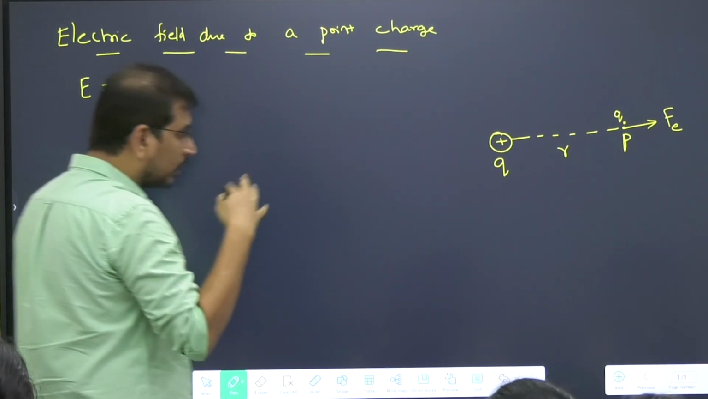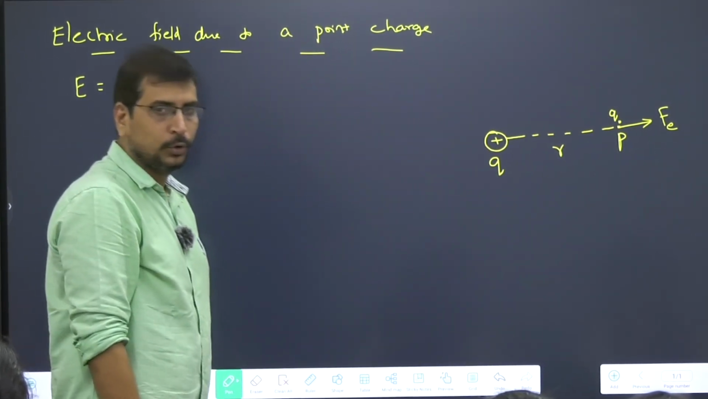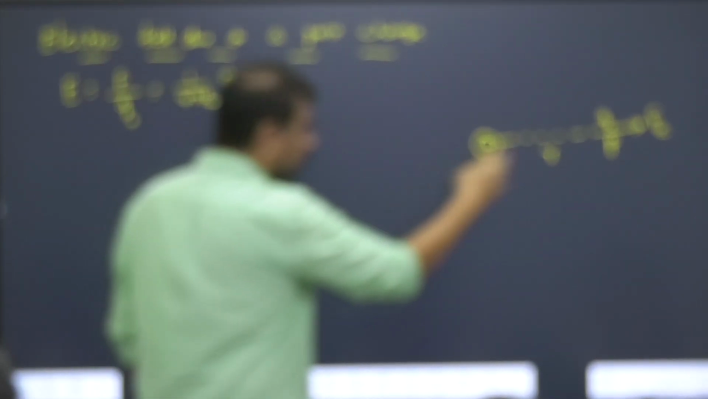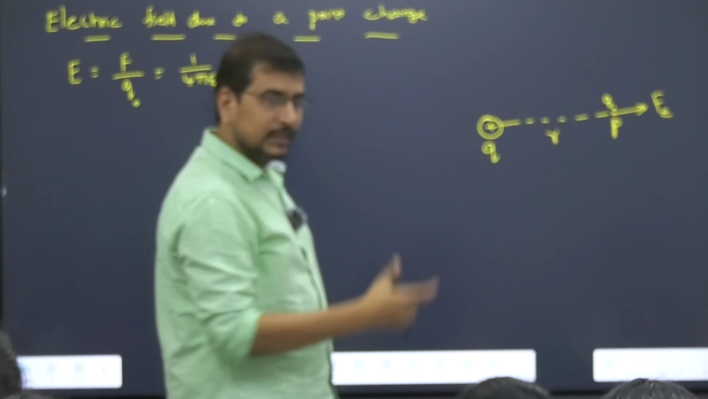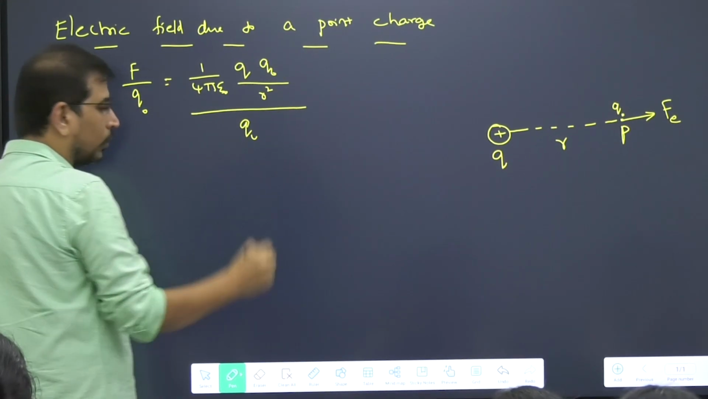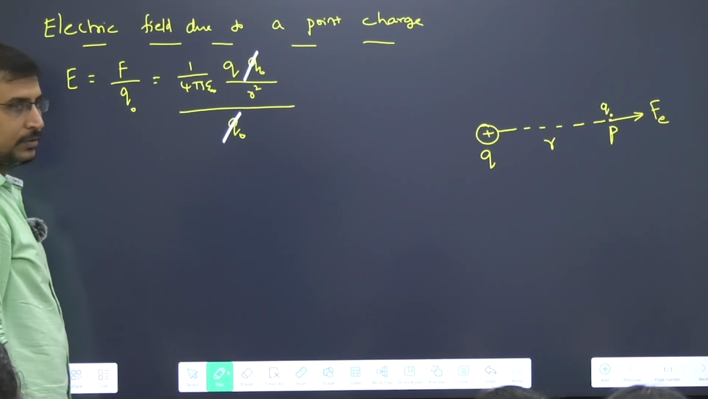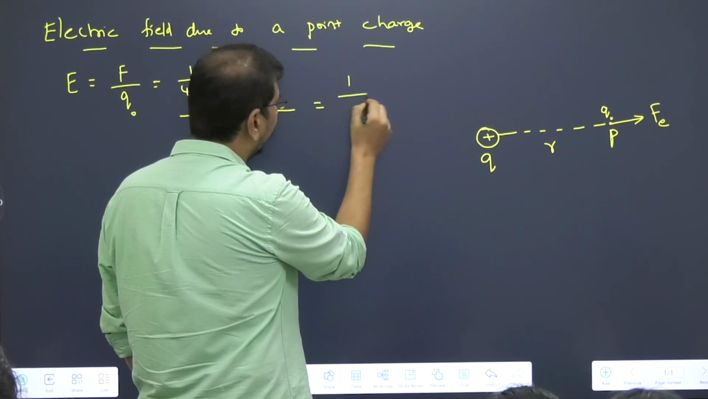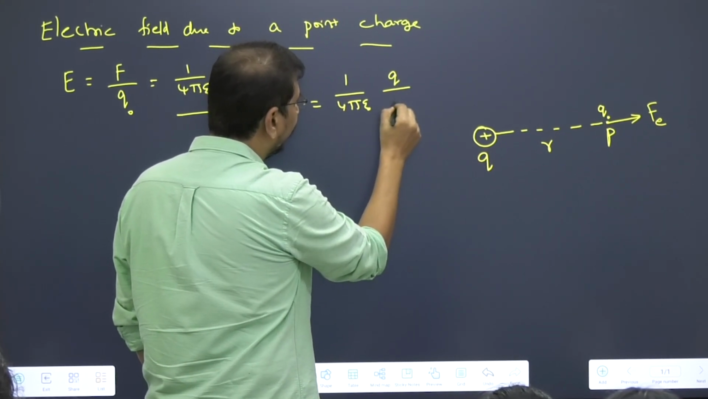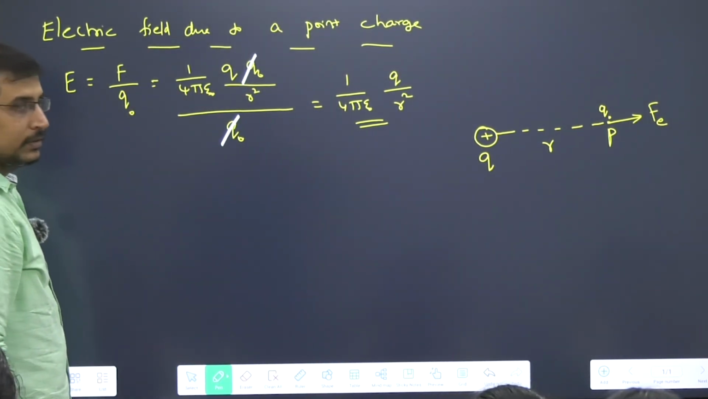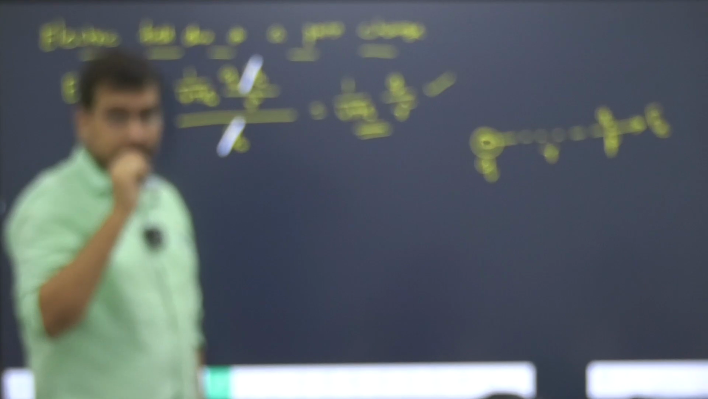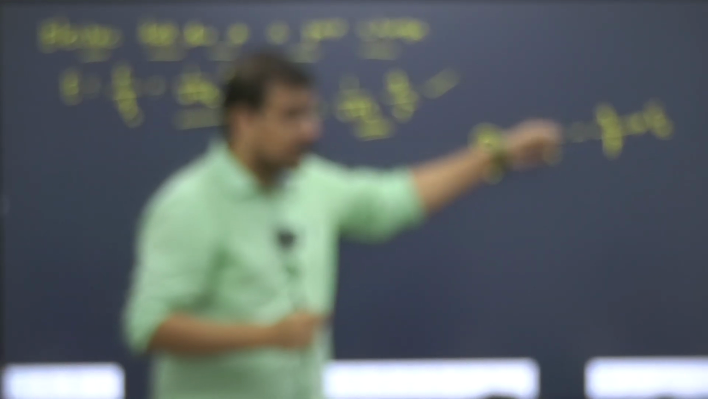Now the question is, what is going to be the force between these two charges according to Coulomb's law? It is going to be 1 divided by 4 pi epsilon naught into the product of magnitudes of the charges, that is q into q naught, the whole divided by the distance square, which is r square, the whole divided by q naught, right? Obviously, this q naught and q naught will get cancelled. When they get cancelled, what are you left with? You are left with 1 divided by 4 pi epsilon naught into q divided by r square. And this is going to be the value of electric field that is generated due to a point charge at a distance r from it.